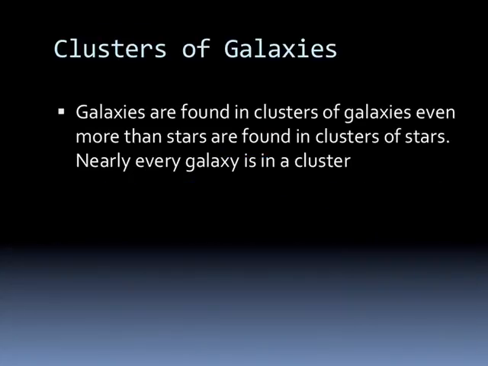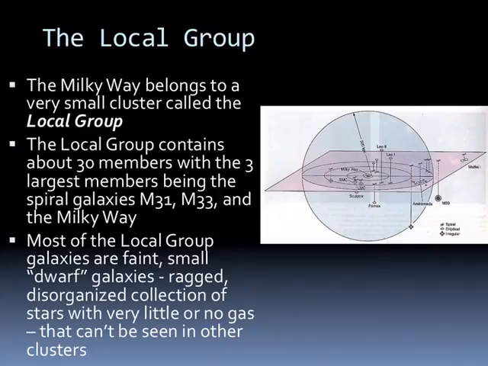Now, the next thing I want to talk about is clusters of galaxies. Galaxies are actually found in clusters of galaxies, even more than stars are found in clusters of stars. Nearly every galaxy we see is in a cluster. The Milky Way belongs to a very small cluster that we call the local group. It contains about 30 members, with the three largest members being the spiral galaxies M31, M33, and the Milky Way.